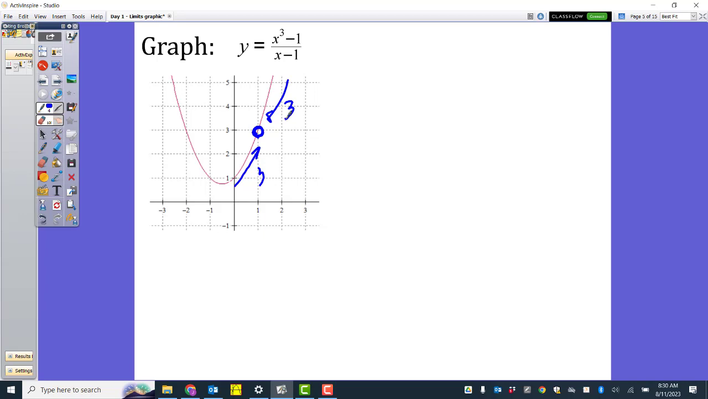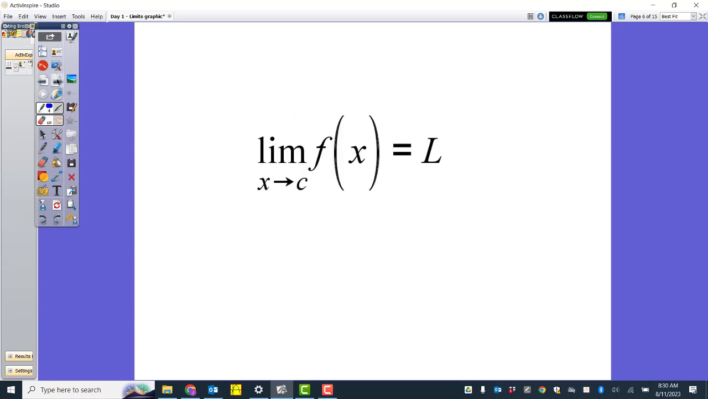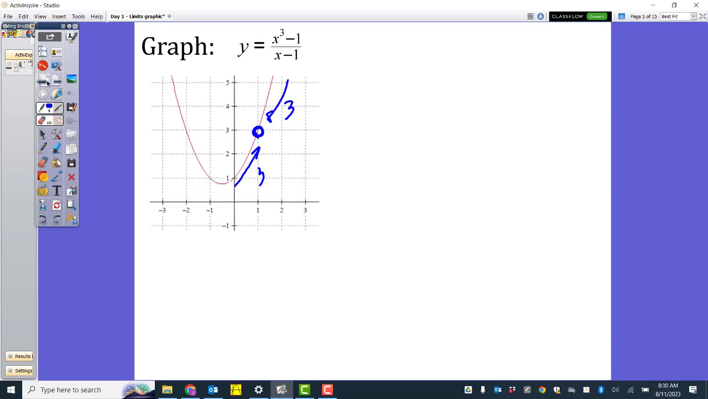This idea of looking at what we're approaching is the idea behind limits. The limit as x approaches some constant of f of x is equal to L. So what we found here is the limit as x approaches 1 from the left of y, or you could write out the whole function, equals 3. And the limit as x approaches 1 from the right of y is equal to 3.